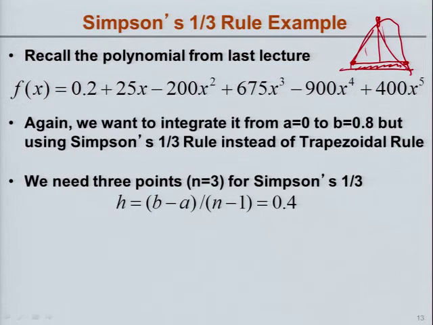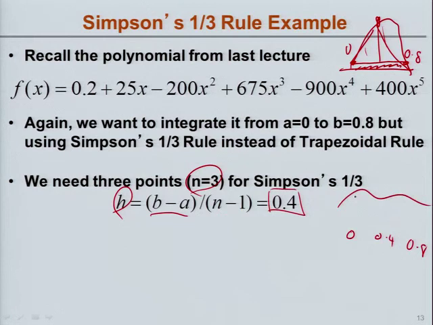So, we're going to integrate this from 0 to 0.8, like we did last time, but we're going to use Simpson's 1/3 rule, just one application of Simpson's 1/3 rule. So we're just going to split the domain into 2 parts. So we need 3 points, n is equal to 3. Therefore, the mesh spacing, or the spacing h, is equal to b minus a divided by n minus 1, which is 2, which is equal to 0.4. So our points are going to be 0, 0.4, 0.8. We're going to calculate the function at those 3 points.